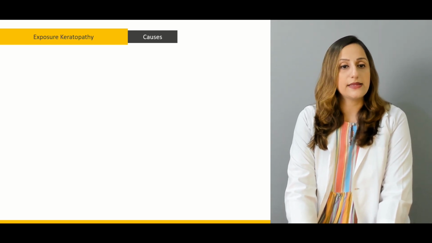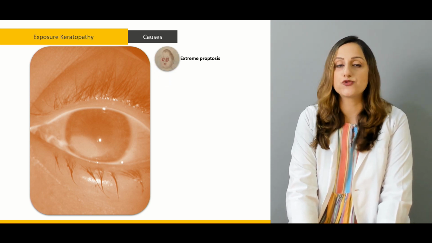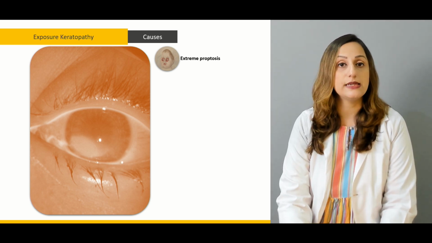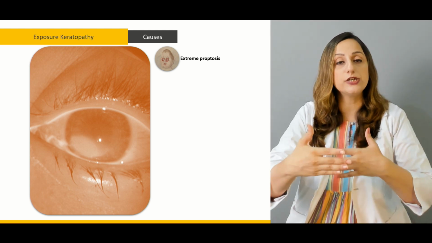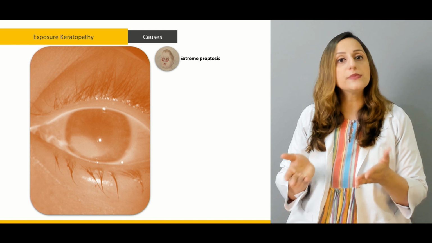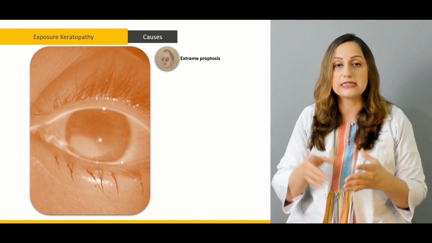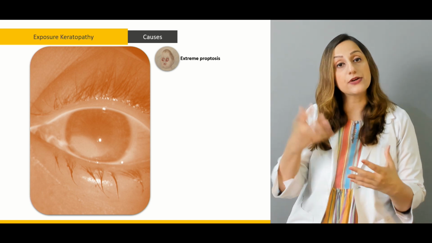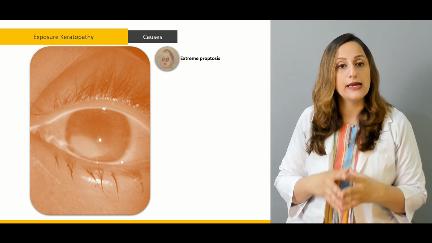The causative factors towards the development of exposure keratopathy include extreme proptosis, and we have gone through the different factors towards proptosis. Proptosis was the outward protrusion of the eyeball, that is, the forward bulginess of the eyeball. Apart from thyrotoxicosis, there were multiple factors towards the development of proptosis. It can be any tumorous conditions, any massive infiltrates, any autoimmune disorders occurring at the back of the eye and resulting in the forward protrusion of the eyeball.